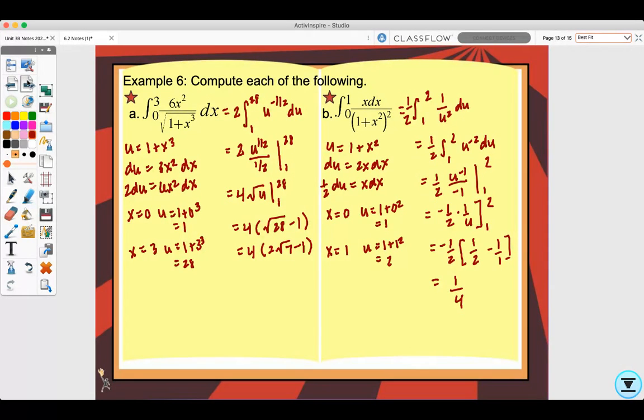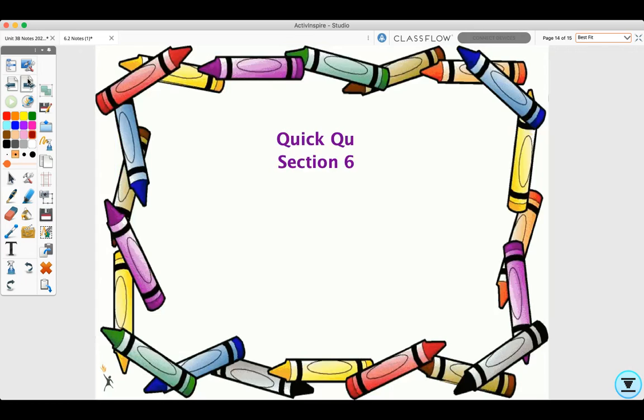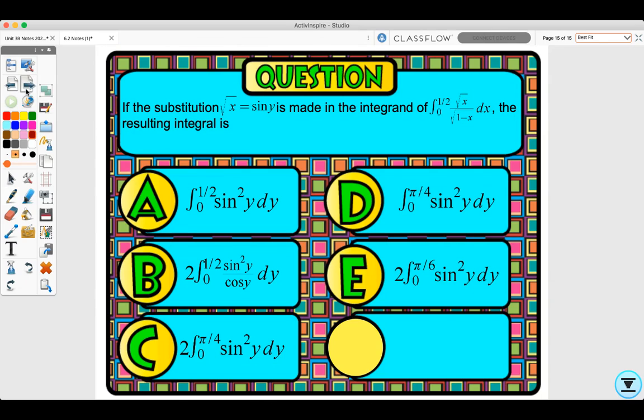So now what I want you to do is go ahead and try to do the quick quiz on your own. So if the substitution, the square root of x equals sine y, is made into the integrand of the square root of x all over 1 minus x, the square root of 1 minus x from 0 to 1/2, the resultant integral is what? So go ahead, take a minute to try to do that, and then I'll give you the answer.